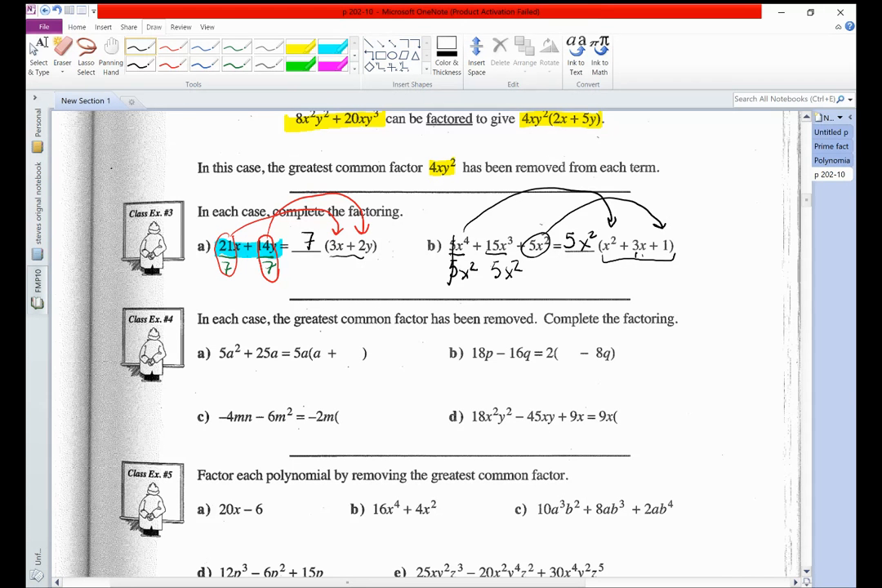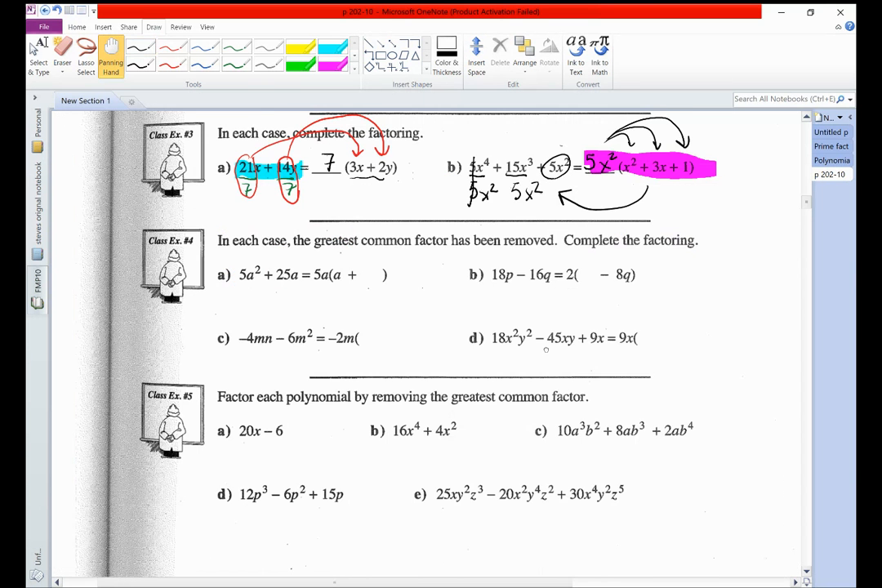And you should be able to get every question right in this unit, or at least be able to check if you've got it right, because if you get to this step right here and you're not sure if you've done it right, all you have to do is multiply that 5x squared back into the brackets, and what you get should match the original question. Hopefully that makes sense.